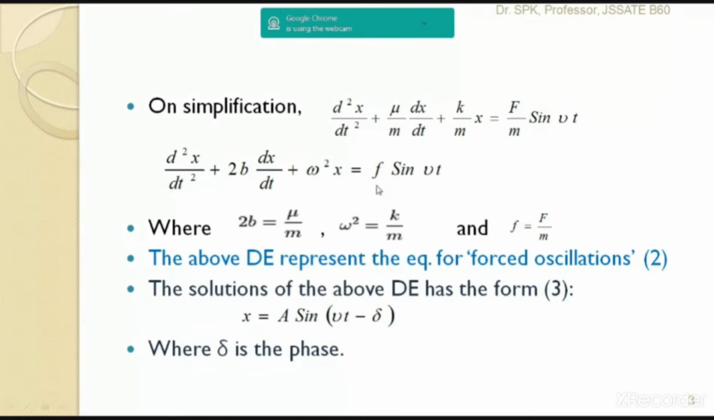And the new term, the ratio of capital F by m, we called it small f here. So small f is the force per kg. M is the mass, so the unit is Newton per kg.